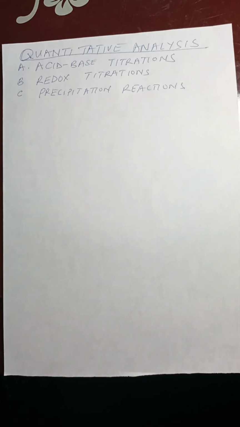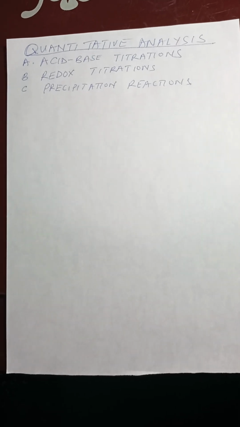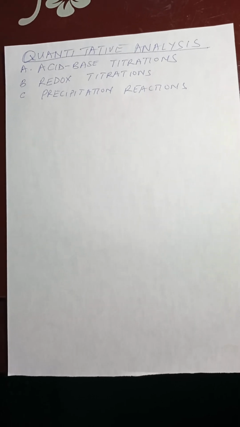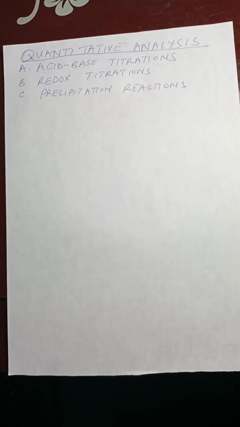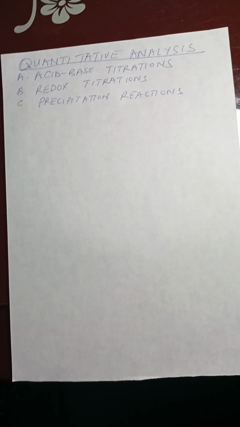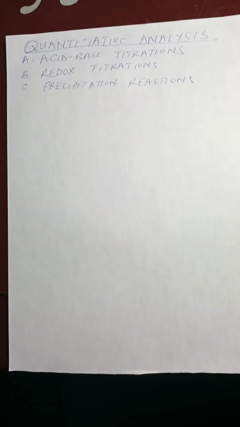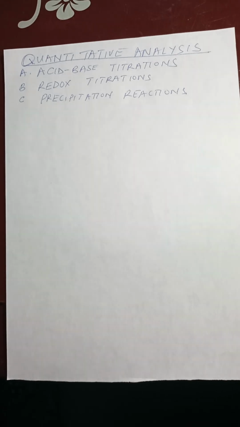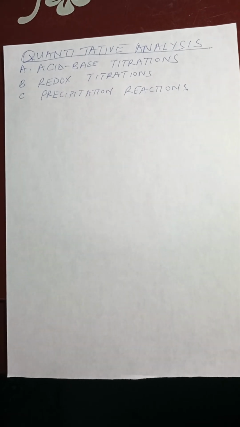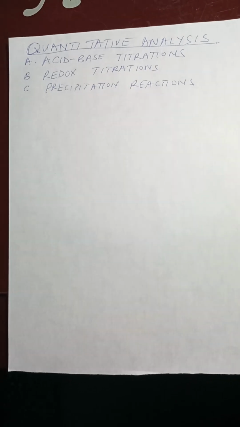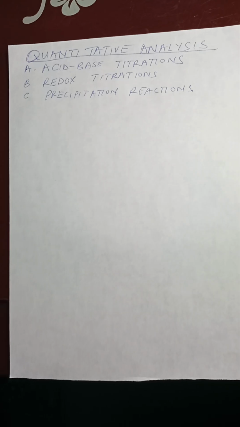So we move to the second part of analysis, which is the quantitative analysis. We've talked about qualitative analysis. Here we have three major types of titrations and reactions. The first is acid-base titration, which is the common one that we get in most WAEC questions. Then the second one is redox reactions, that's reduction, oxidation titrations, and the third one, precipitation reactions. This all goes with measurements and volumes basically.